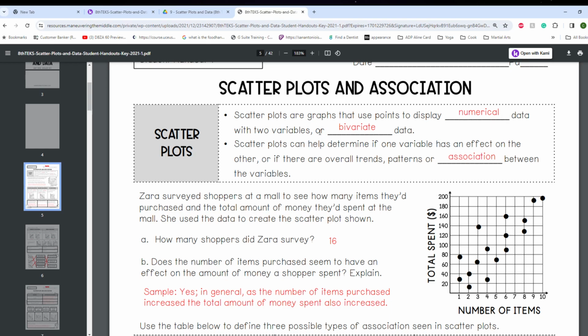Scatter plots can help determine if one variable has an effect on the other, or if there are other trends, patterns, or associations between the variables.